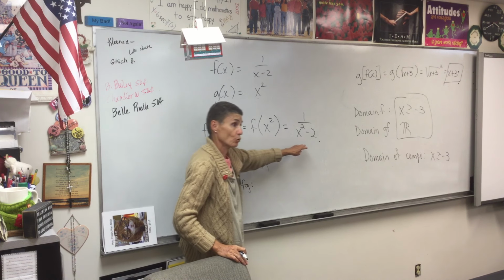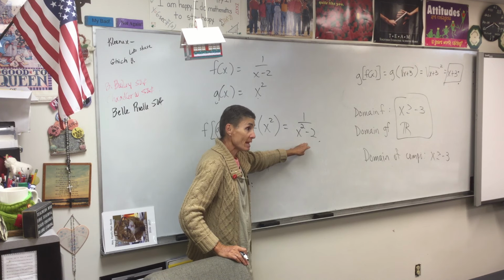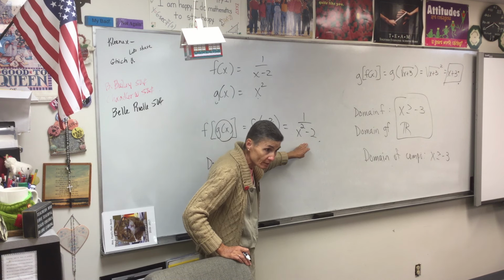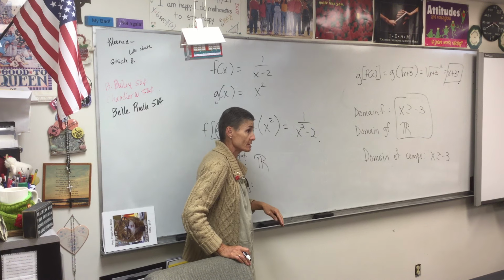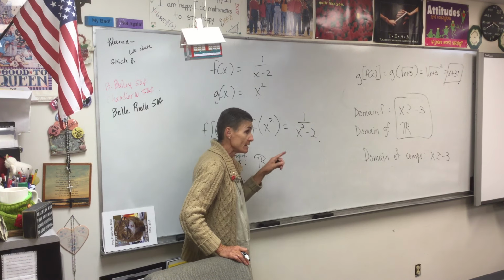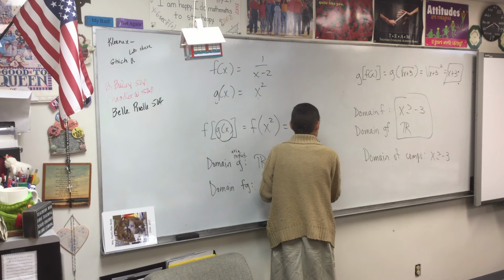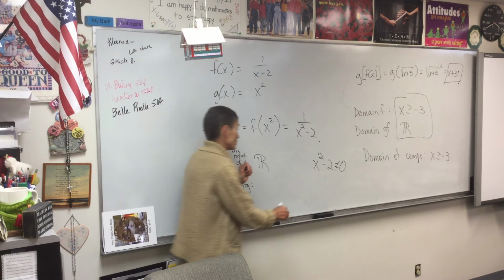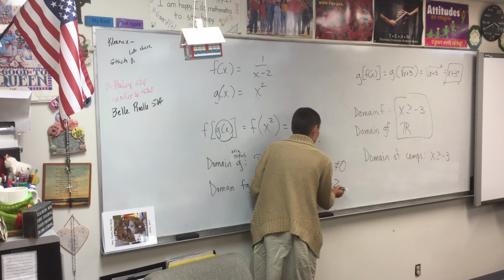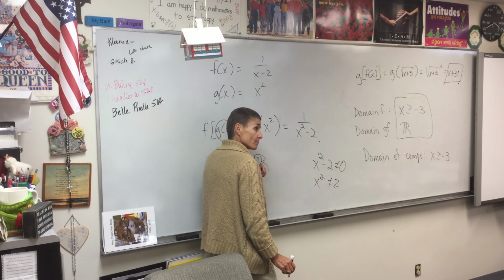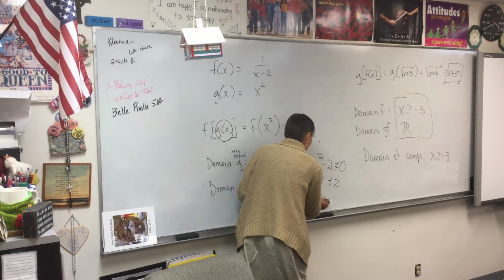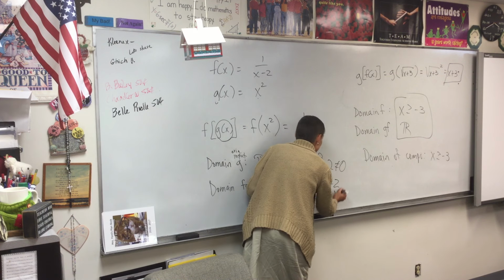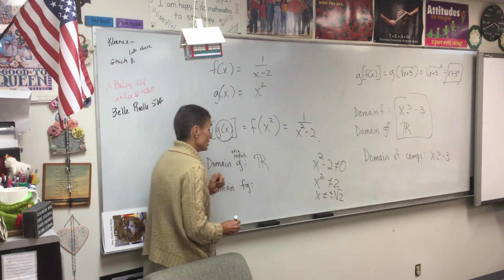Now, look at the answer we got. Now we have an issue, right? What's our issue? We have a fraction. And what do we know about fractions? Denominators can't be 0. So x squared minus 2 cannot be 0, which means x squared cannot be 2, and x cannot be plus or minus the square root of 2.